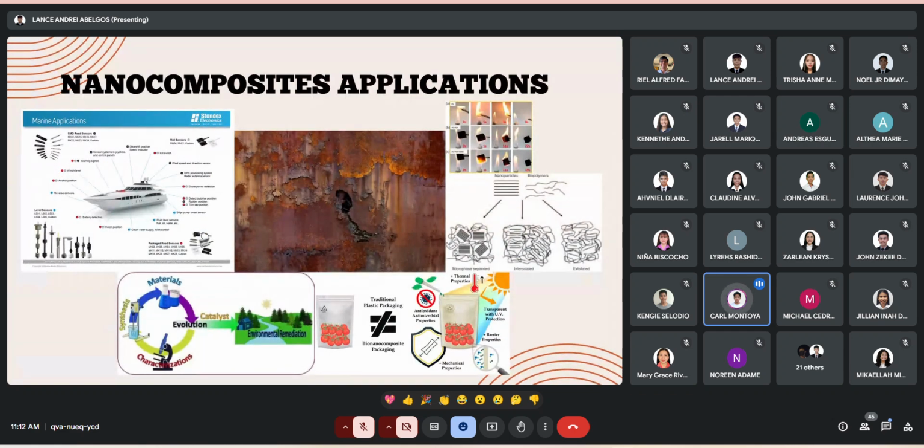Pwede rin gamitin for abrasion and wear application. For marine application, pwede rin po for food packaging, fuel tanks, paggawa ng films, pwede rin gamitin po for environmental protection, flammability reaction, and erosion and corrosion application.